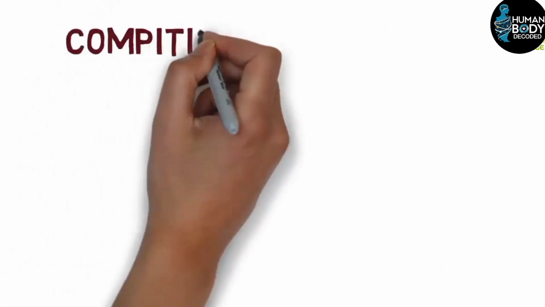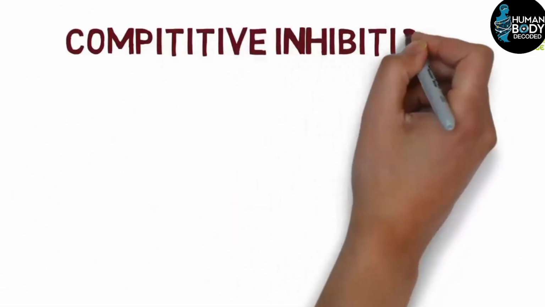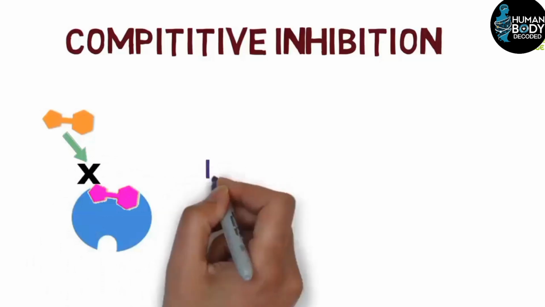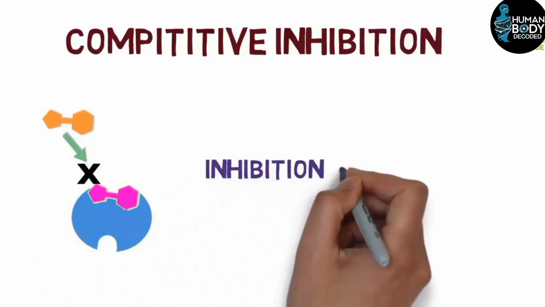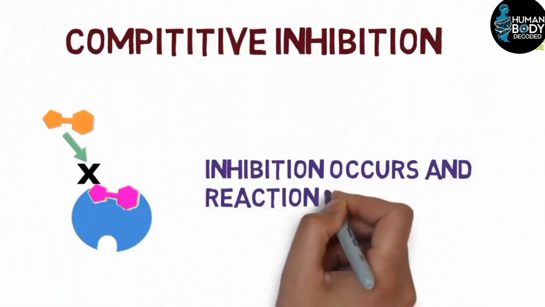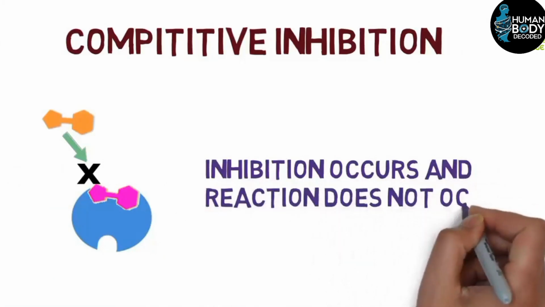Now let's move on to competitive inhibition. Here is the enzyme, the substrate, and the competitive inhibitor. The competitive inhibitor comes and binds to the active site, preventing the substrate from binding. Because of this, the enzyme's activity is inhibited. This process is called competitive inhibition, which stops the reaction and prevents it from proceeding further.